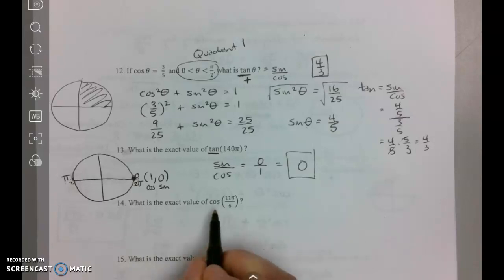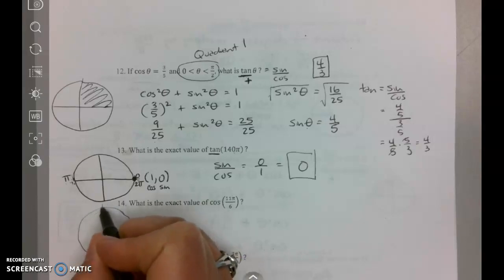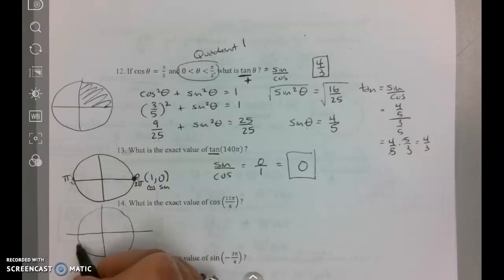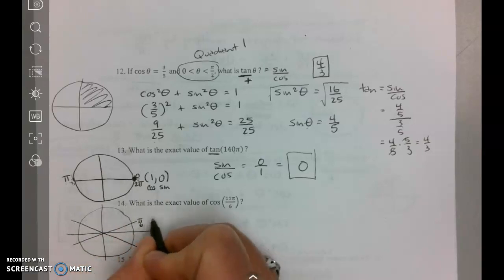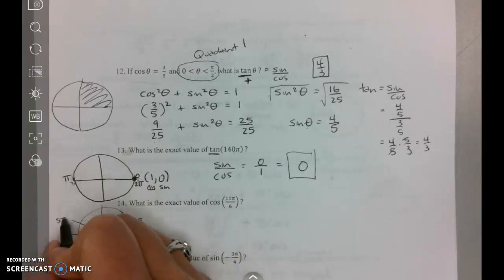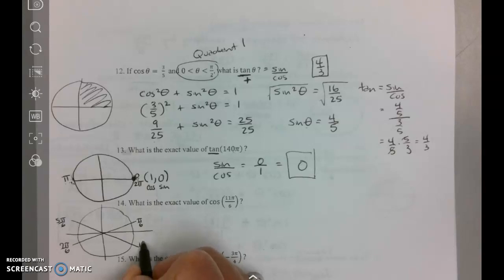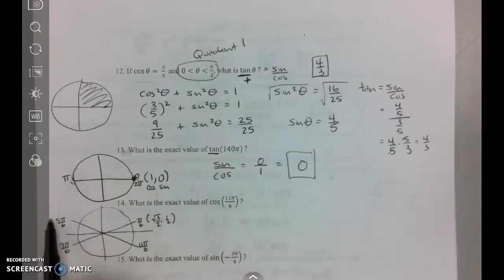What is the exact value of the cosine of 11 pi over 6? I know that on my unit circle pi over 6 is here. This is where my pi over 6 is. And then this is my 5 pi over 6. This is my 7 pi over 6. This is my 11 pi over 6. And I know my ordered pair here is the square root of 3 over 2, 1/2, which makes the same ordered pair on every one of these.